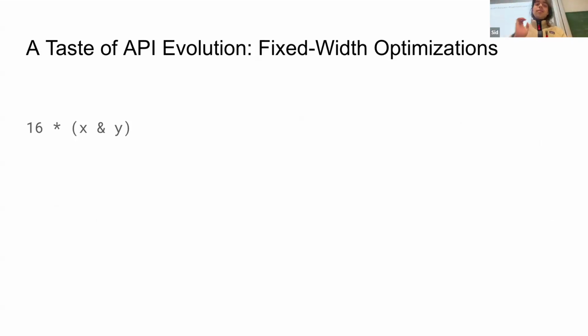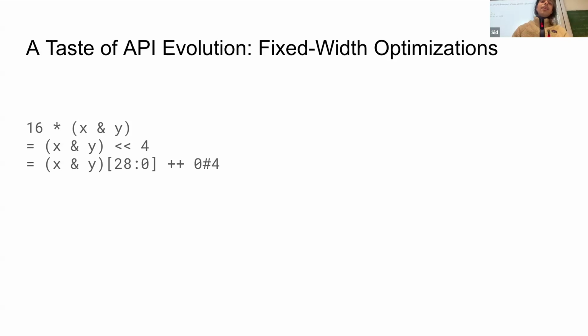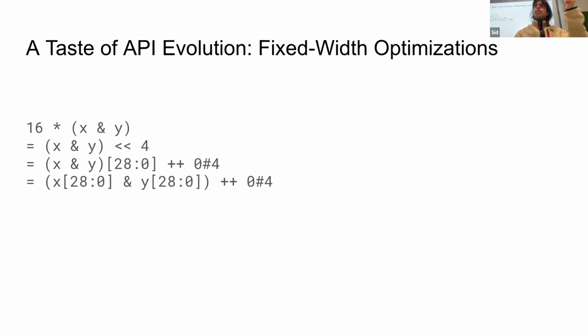So consider this expression where you have 16 times x bitwise and y, and Bitwuzla performs a sequence of rewrites on this before it builds a SAT formula to reason with. It first rewrites it to shift by 4, because that's multiplication by 16. It then rewrites the shift as: grab the 28 bits and append zeros at the bottom, because that's equivalent. Then it pushes the extract inside the bitwise AND. So it says extracting out the AND is the same as extracting this and then extracting that.